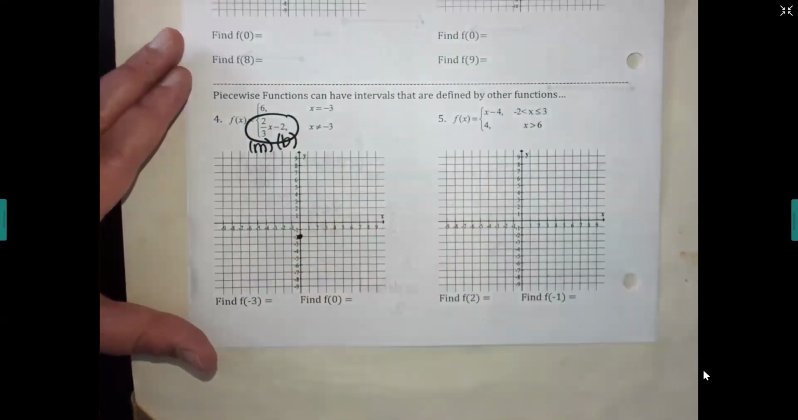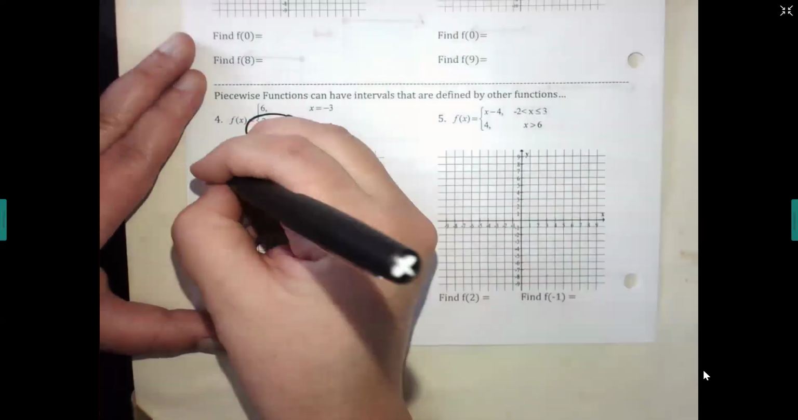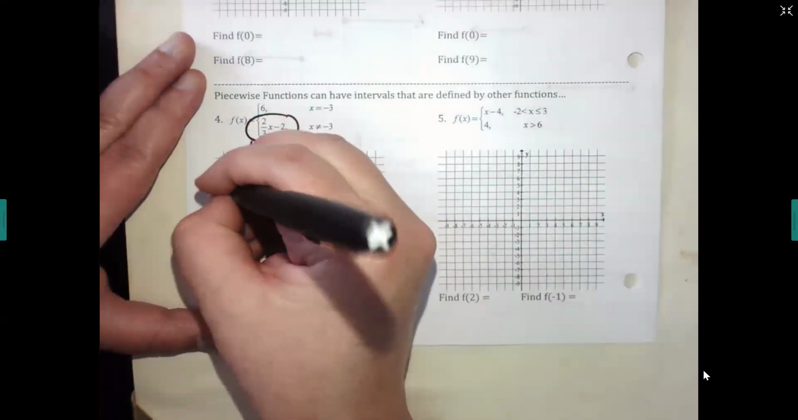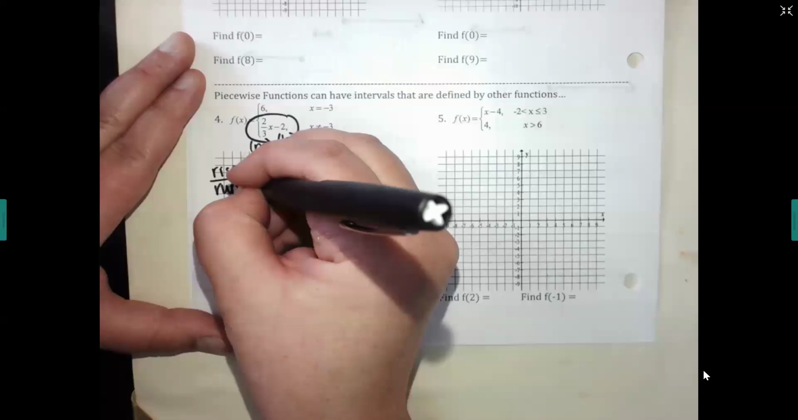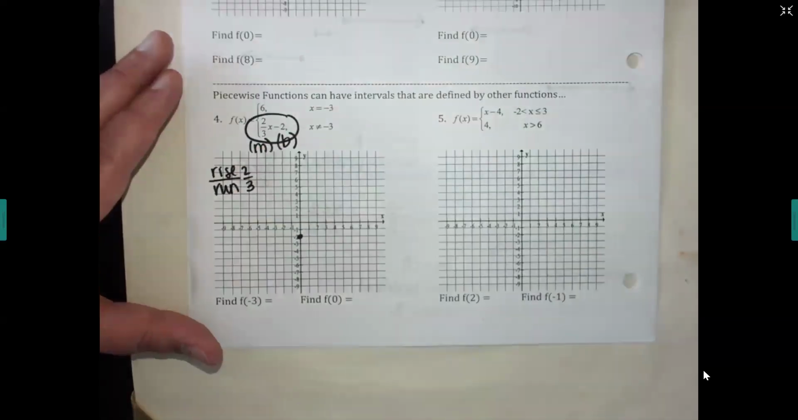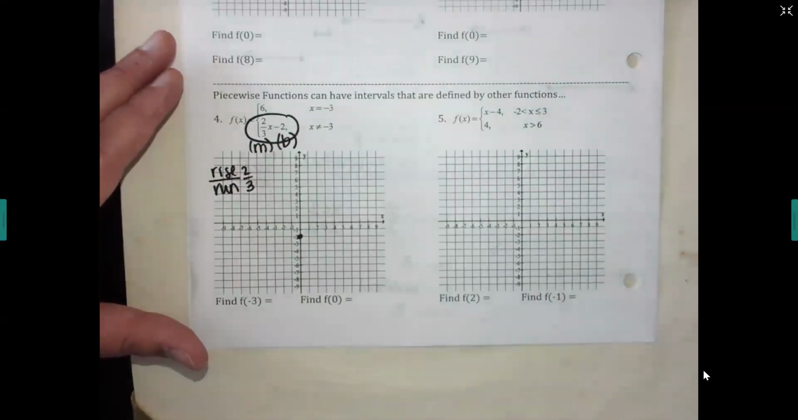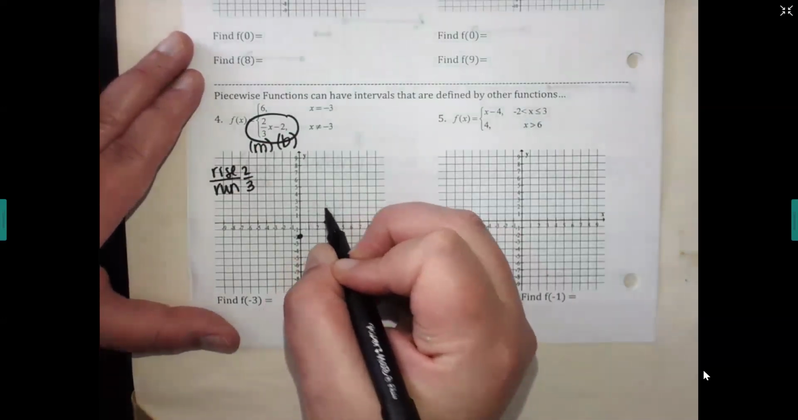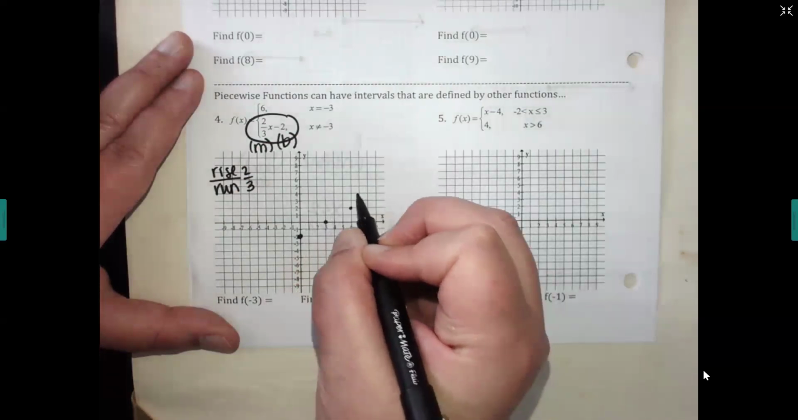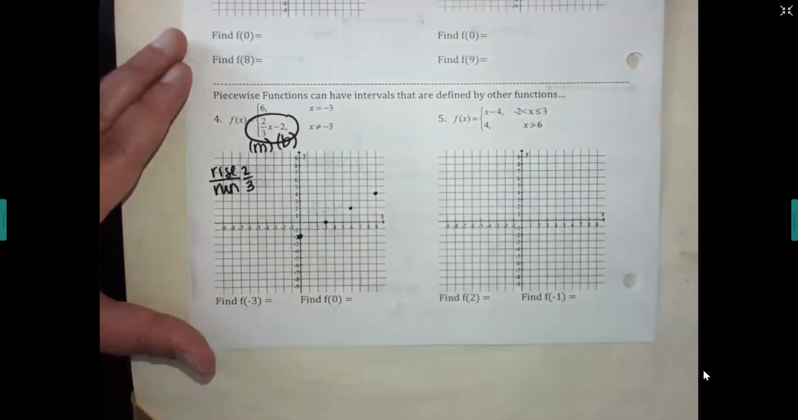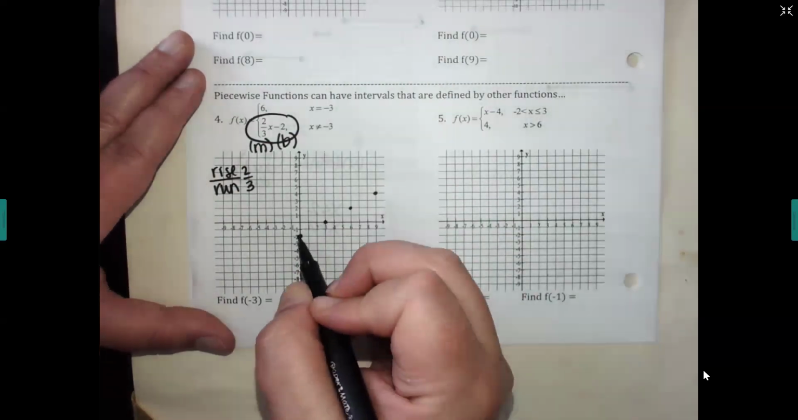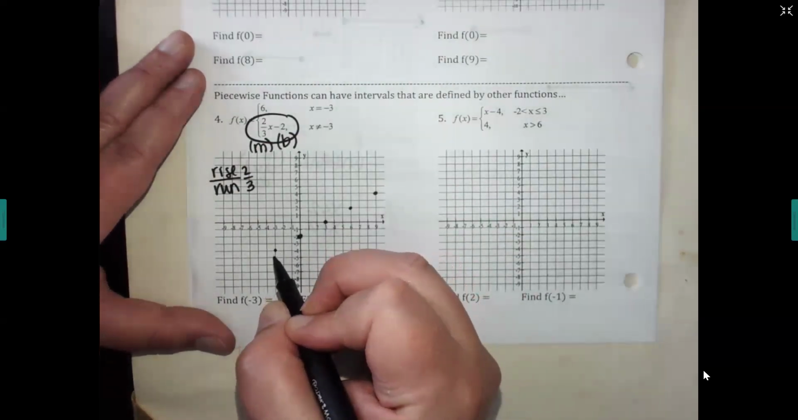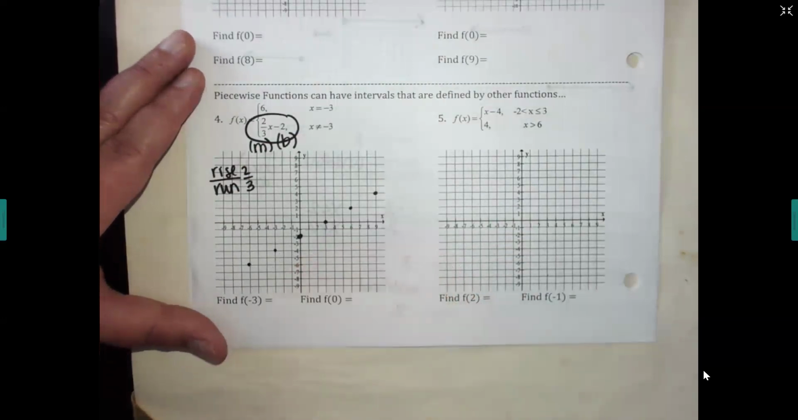And then remember, m is your rise over run. So I'm going to rise over run 2/3. So that's rise 2, run 3. Rise 2, run 3. Okay, then I can also go the other way, down 2, back 3, down 2, back 3.